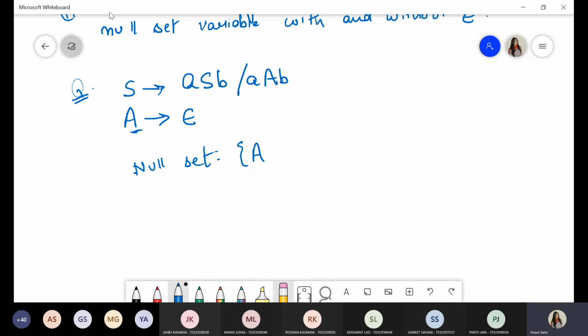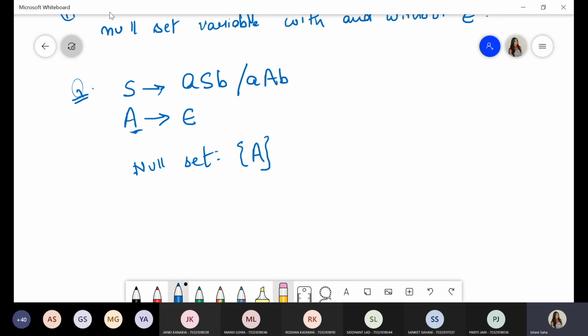Indirectly, is epsilon generated? No. Because even if I put this A here, the complete production doesn't become epsilon. It is still remaining with AB. So the only null set variable that I have is capital A. Is it clear how I found the null set? There are only 3 productions here, and you have to check if any of the productions is directly or indirectly generating epsilon. So the only null set is A.